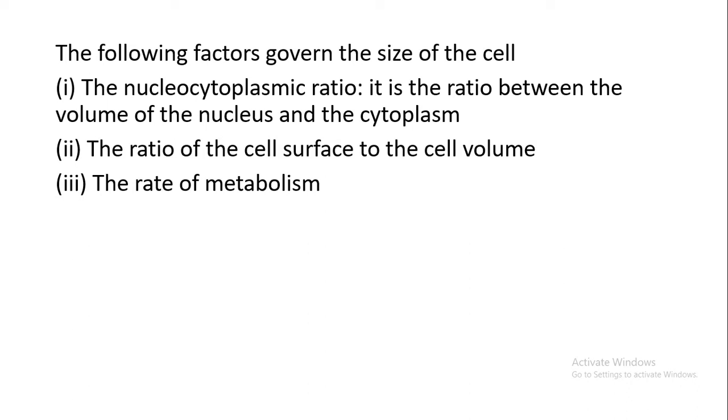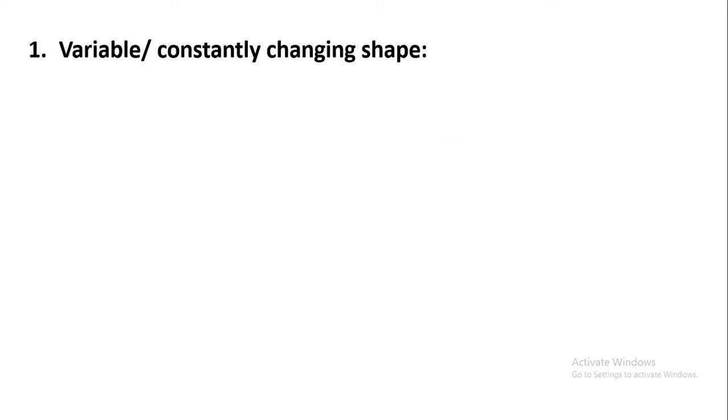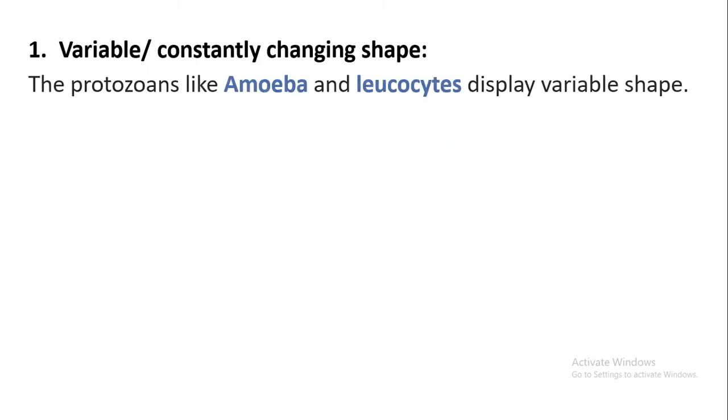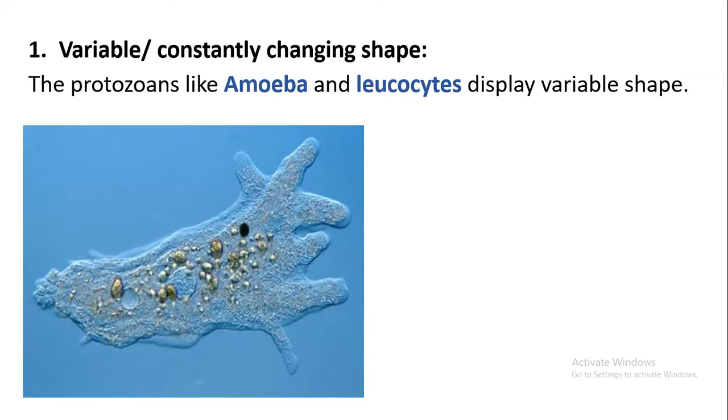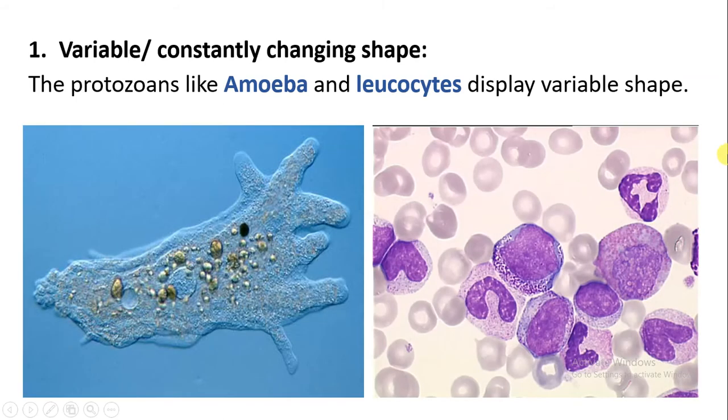कुछ cells होते हैं जिसमें metabolic rate ज़्यादा होता है, कोई कोई cells होते हैं जिसमें metabolic rate कम होता है. Next, there are some cells which constantly change their shape. That is why we call these variable or constantly changing shapes. Example के तौर पे अगर हम बात करें like the protozoans, like the amoeba, these are the ones which constantly change their shape. And even the leukocytes. Leukocytes जो WBCs हैं ये भी constantly अपनी shape को change करते रहते हैं.